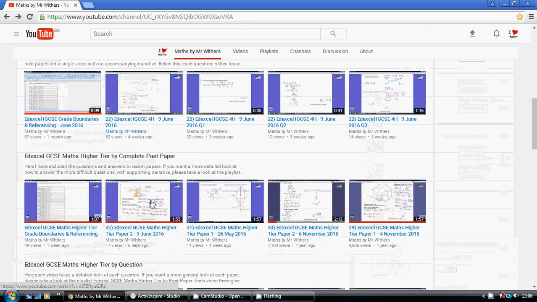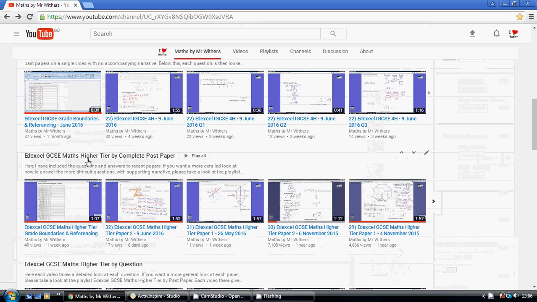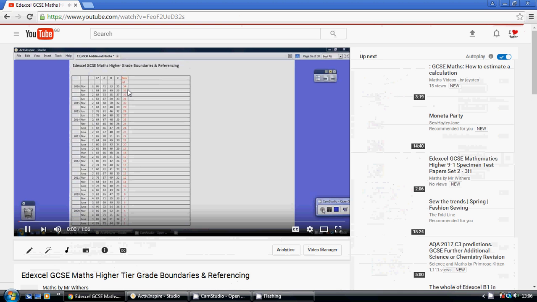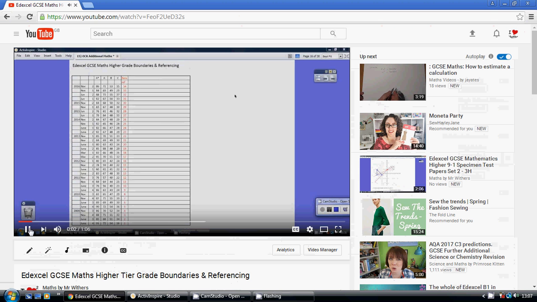And then this is the main body of the work I've done. For all the Edexcel higher GCSE papers, this playlist has all the recent past papers going back in reverse order. So November 2016, those two papers are reference 34, 33, June 16, 32, 31, and so on. They're all filed away together here, higher tier by complete past paper.